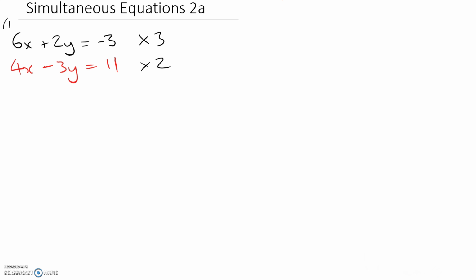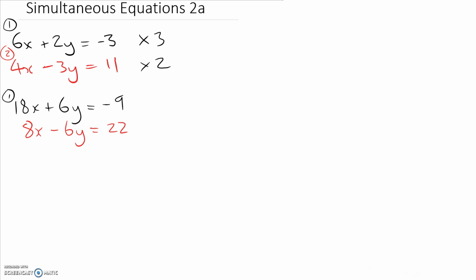Underneath we should have put equation 1 and equation 2. So underneath, what did we say? We're going to multiply equation 1 by 3. That's going to give me 6 times 3, that's 18x plus 6y equals negative 9. So that's equation 1 multiplied by 3. Equation 2, we said we're going to multiply that by 2. So that's going to give me 8x minus 6y equals 22. So that's why we needed to multiply the top one by 3 and the bottom one by 2, so that we could get that coefficient the same in the y's.